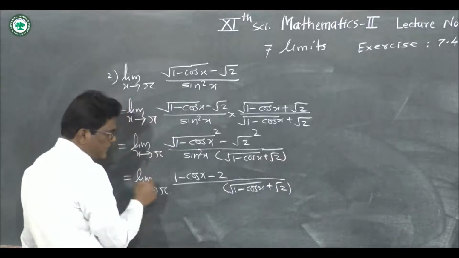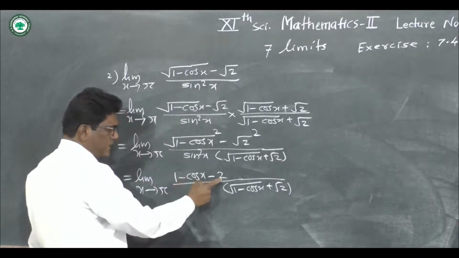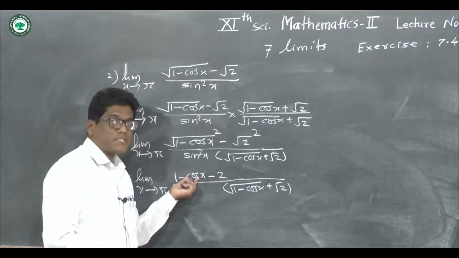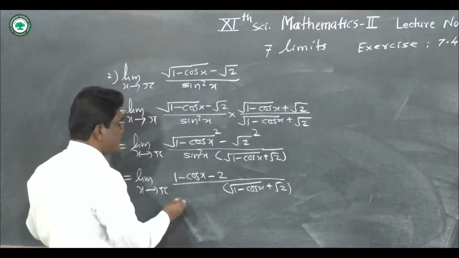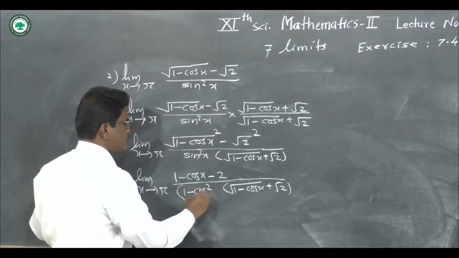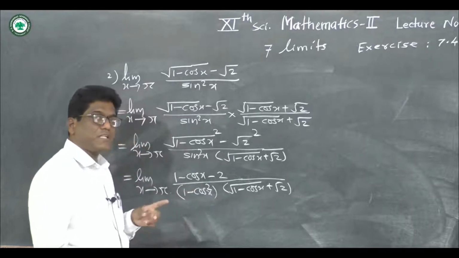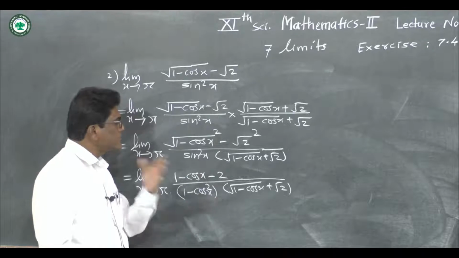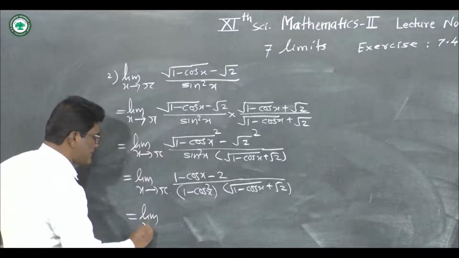Now in the numerator we get minus cos x and minus 1. If we take the minus sign common, there is 1 plus cos x. In the denominator we put the value of sine square x as 1 minus cos square x, using the first fundamental identity, that is sine square x plus cos square x is equal to 1, and from that sine square x is 1 minus cos square x.